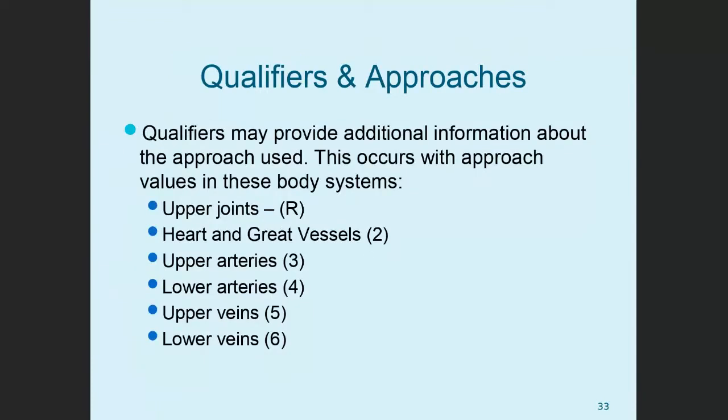So finally, now let's move on to qualifiers that provide additional information for approaches. These systems have qualifiers that deal with the approach: upper joints, heart and great vessels, lower arteries, upper arteries, lower veins, upper veins.